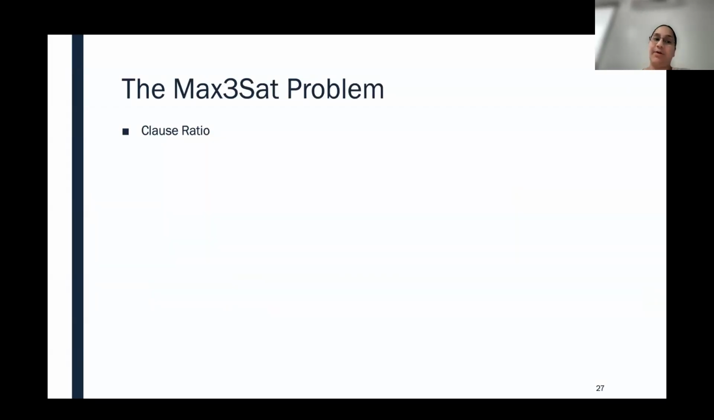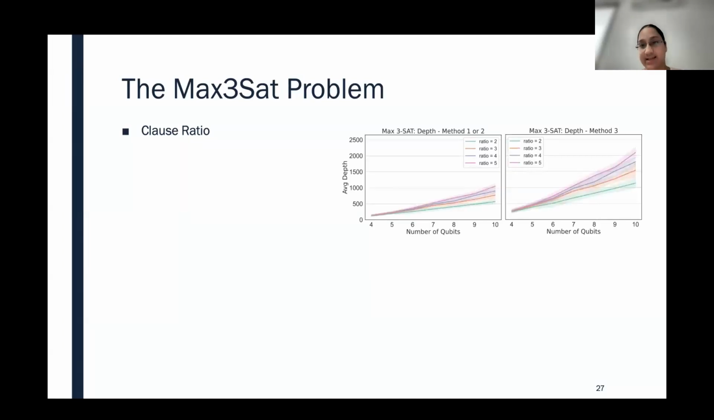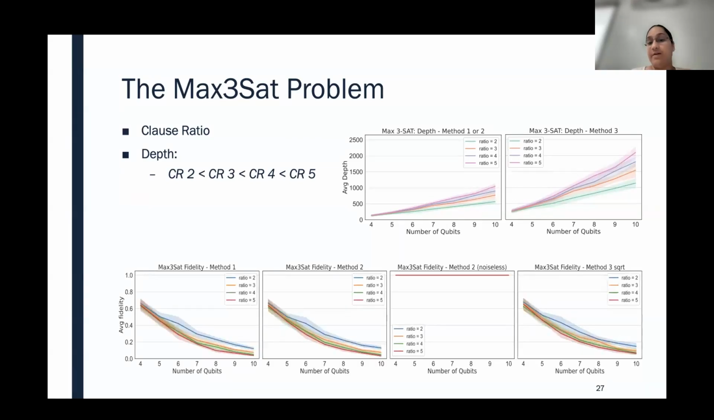The last is the max 3-SAT problem, where the only parameter that we vary other than the number of qubits is clause ratio. As we discussed before, clause ratio is representative of how complex the problem gets. So we notice here that clause ratio 2 has the lowest circuit depth, and clause ratio 5 has the highest circuit depth, which shows that as clause ratio increases, the complexity of the circuit also increases. When we look at the fidelity plots, it's just the opposite. The most complex, which is clause ratio 5, has the least fidelity. Now, if you look at this particular plot here, which is for max 3-SAT fidelity for method 2 noiseless, or the Trotterization error only, we see that the fidelity is perfect at all times.